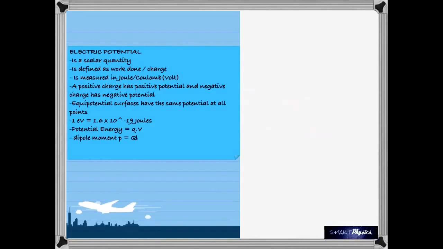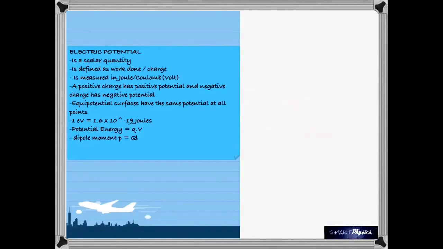The first chapter is electric potential. You've got to remember that electric potential is a scalar quantity. It is measured in volts and is defined as the ratio of the work done to the charge. A positive charge always has a positive potential, and a negative charge has a negative potential.